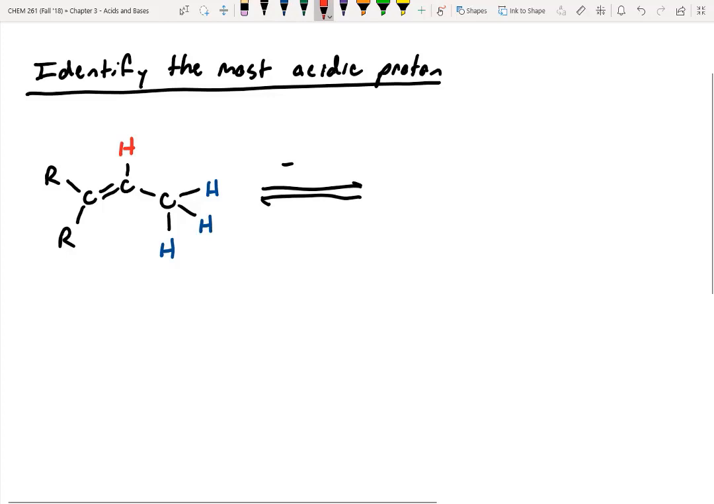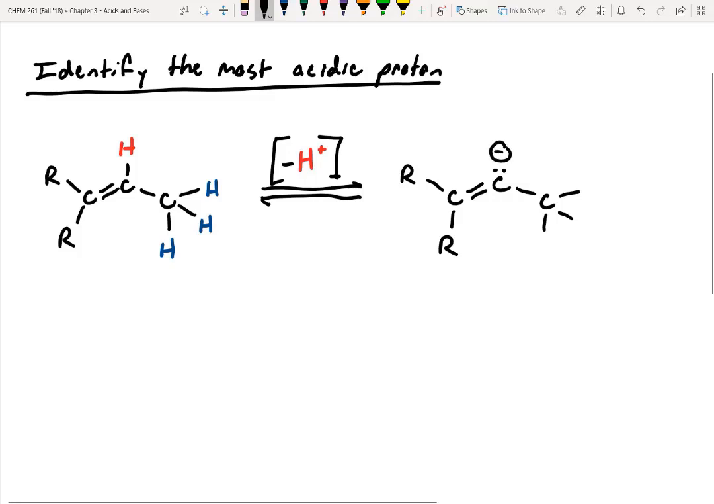So we'll do minus the red proton first, and draw the conjugate base for that. That means all of the blue protons are staying put. That means the central carbon is going to have a negative charge. And there we go. All right.